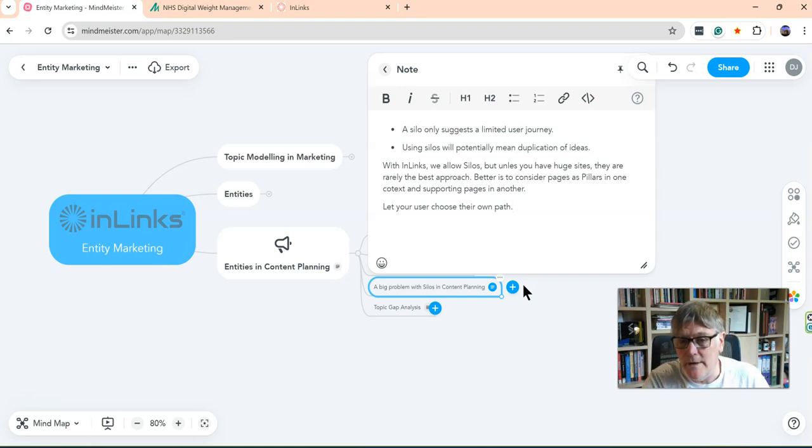So within links, we actually allow silos. You can have silos, but unless you have huge sites, I think they're rarely going to be the best approach. And better is to consider pages as pillars in one context, and they can also be supporting pages in another. And then you let the users choose their own path. So let me explain an example here.